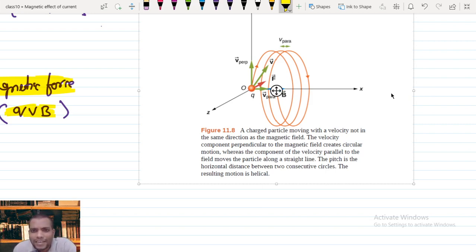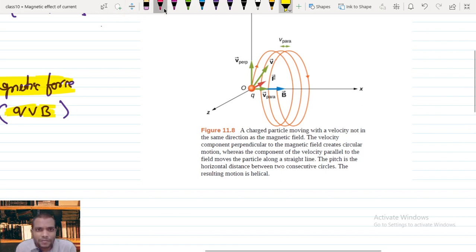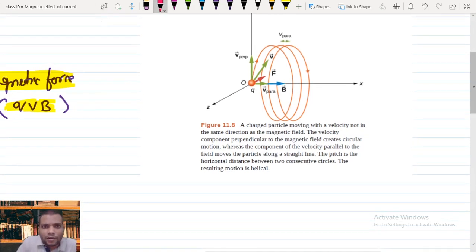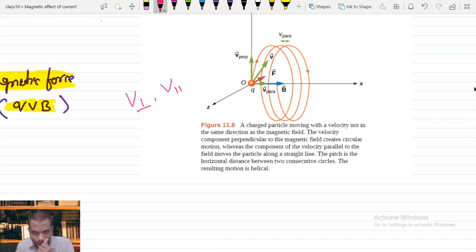or not in the perpendicular direction to the magnetic field. Then the velocity component perpendicular to the magnetic field creates circular motion, and the component of velocity parallel to the field moves the particle in a straight line. So this is what happens if a particle moves at an angle. The velocity has two components, one perpendicular and one parallel.